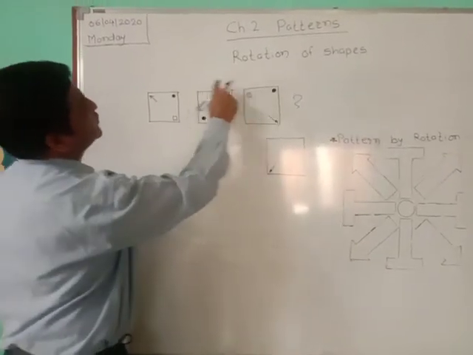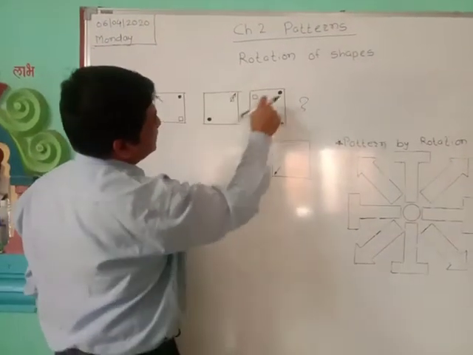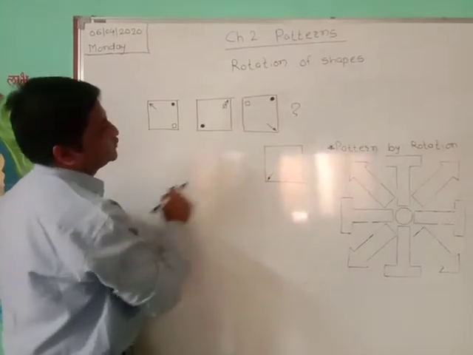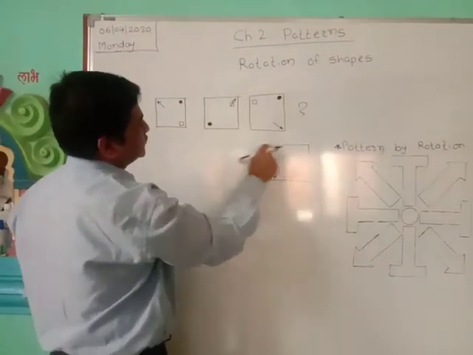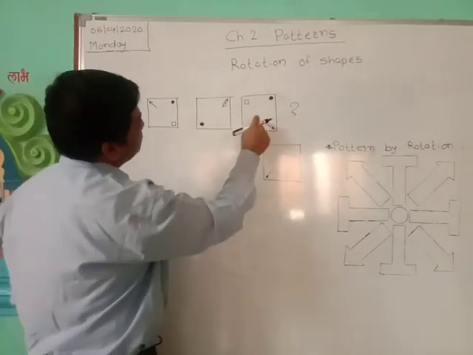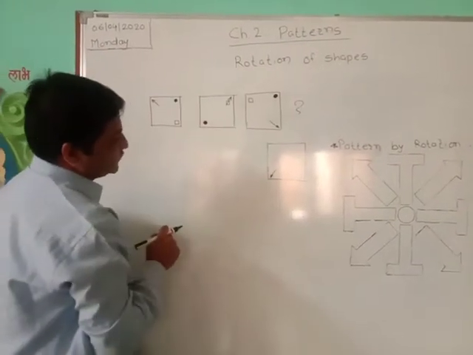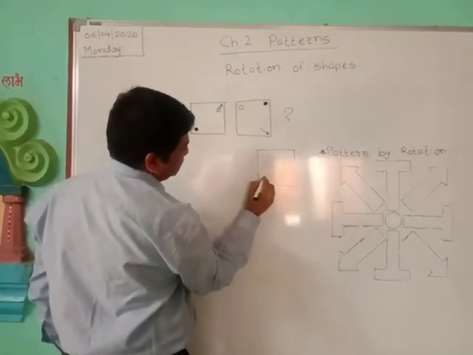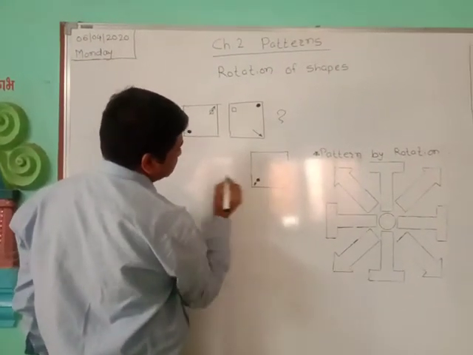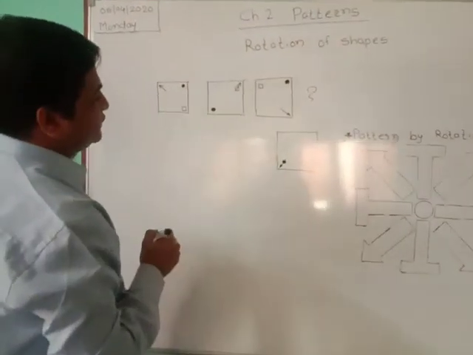Again, if it is rotated through 180 degrees, the dot will come to the top right corner. Again, if it is rotated through 180 degrees, then it will come to the left bottom corner. So, the next position will be the dot at the bottom left corner.